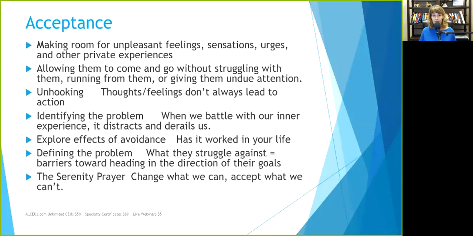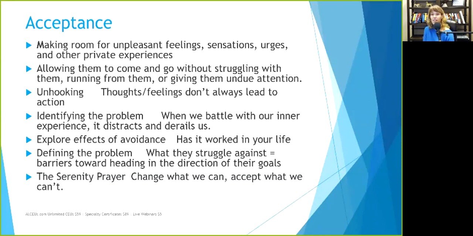Unhook. Thoughts and feelings don't always lead to action. You may be really ticked off that Bob did this, but does it mean you have to act out in anger? Does it mean it has to ruin the rest of your evening? Not necessarily. What can you do to unhook your thoughts from your feelings?